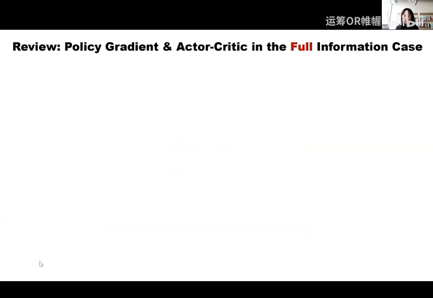So now let's think about how we're going to solve it. We're not going to go with fancy algorithm design; we'll take a standard RL algorithm and see if we can implement it in this problem. I'm going to focus on the actor-critic, the policy gradient framework. In the full information centralized case, the first step is to parameterize the policy, and the parameter I'm going to use is theta.